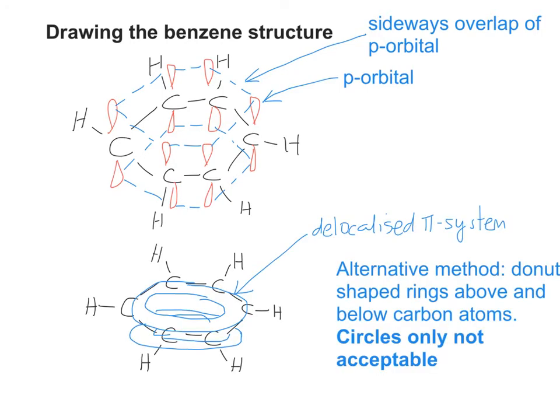Another way of drawing it is like this, where you have 2 donut-shaped rings above and below the ring of carbon atoms. It's really up to you which of the 2 methods you use. Both are acceptable, but they both need to be labelled. And if you actually draw the donut-shaped rings above and below, that's another way of showing the delocalized pi system. So both are ways of showing the delocalized pi system, but in the method at the top, which has the individual orbitals and the dotted lines, that method actually shows the orbitals themselves. So you need to specifically label the orbital and also then the sideways overlap between p orbitals.